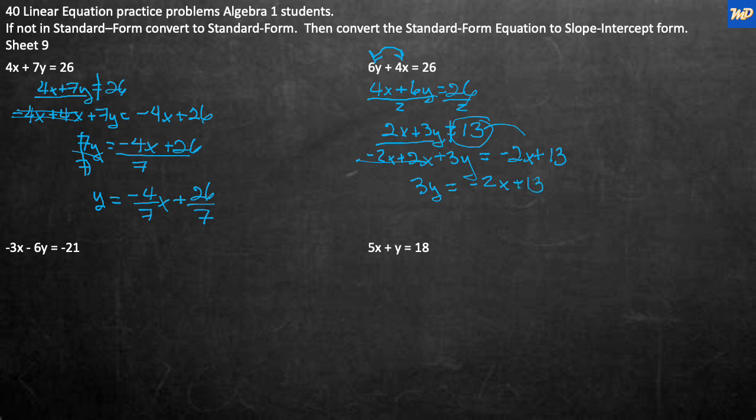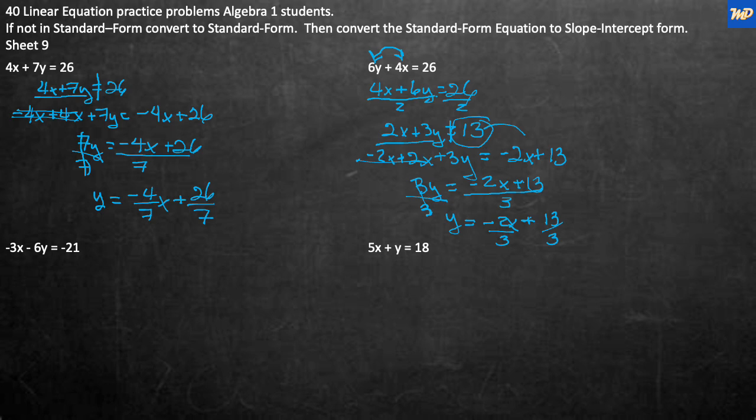Get rid of the 3. Divide by 3. Divide by 3. These 3's cancel. We get a y. And y equals what? Negative 2x over 3. So it's negative 2x divided by 3. I'm writing it a little differently just to see that there's different ways of writing it. Plus 13 divided by 3.